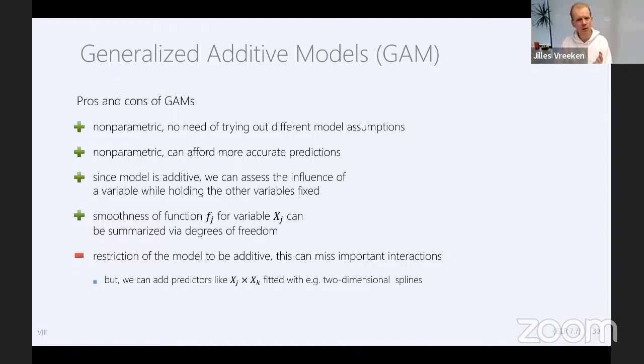It's not going to work unless you apply end-to-end learning. This is where deep learning shines, but that is not an element of machine learning yet. So we'll keep that for later. Yeah, the smoothness of the individual functions, we can again summarize by the degrees of freedom. It's just a spline. There you are. Well, I think everything in this slide is now covered.